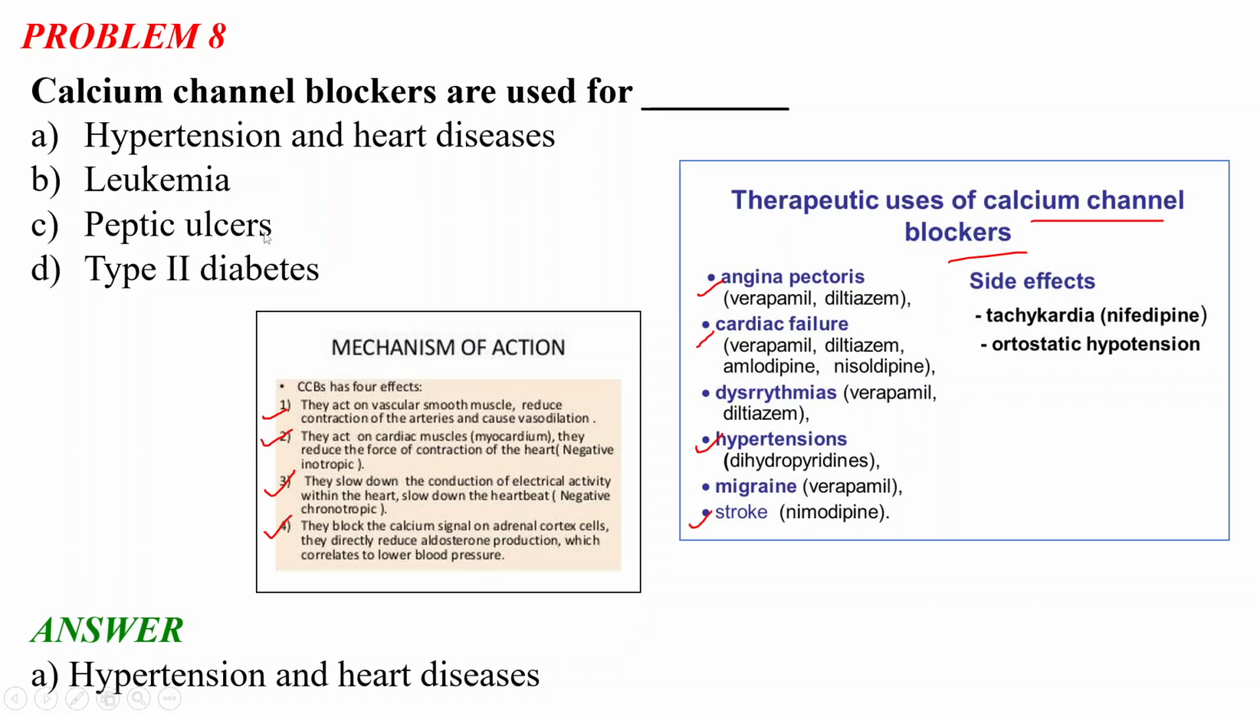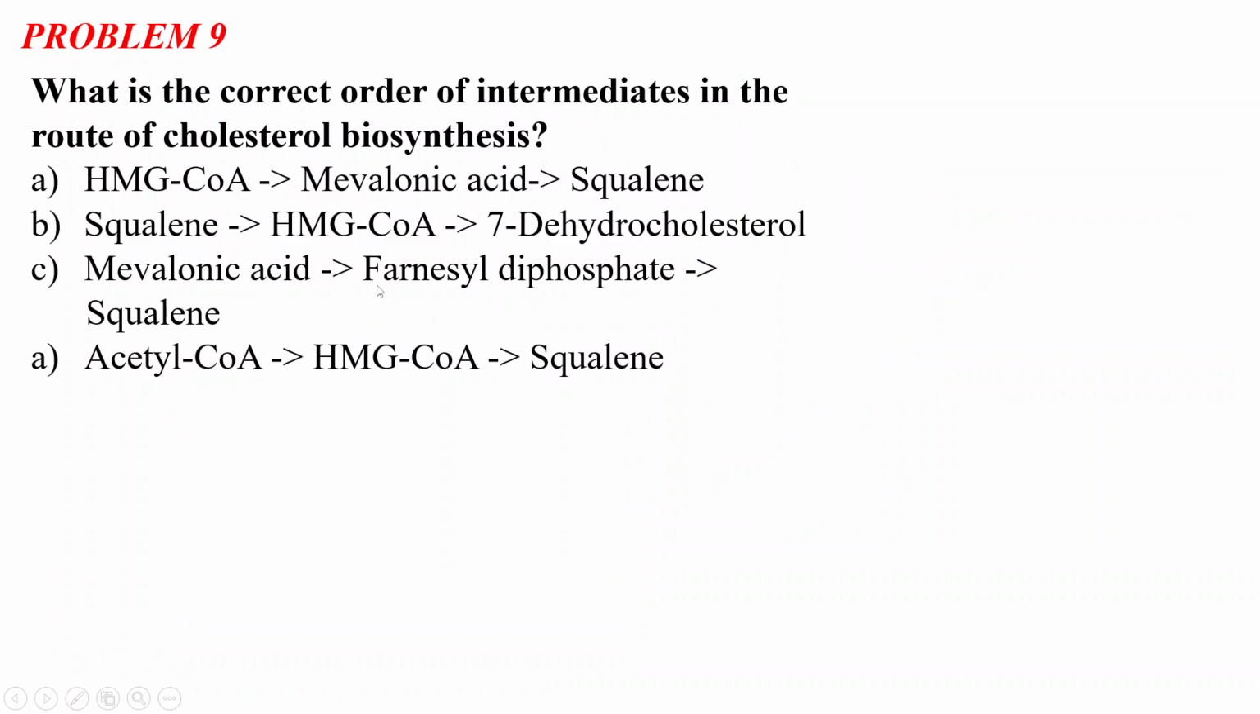Now I will move toward our next problem. Problem number 9 asks: what is the correct order of the intermediates in the route of cholesterol biosynthesis? The options are as follows. Option A, HMG CoA to mevalonic acid to squalene. Option B, squalene to HMG CoA to 7-dehydrocholesterol. Option C, mevalonic acid to farnesyl diphosphate to squalene. And option D, there is a typographical error. Option D is acetyl CoA to HMG CoA to squalene.